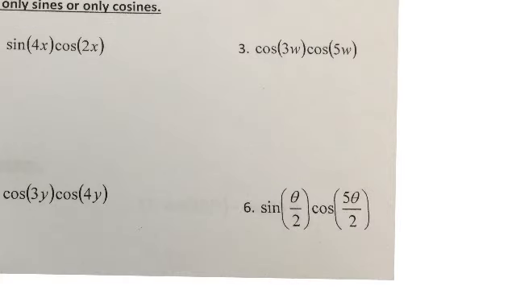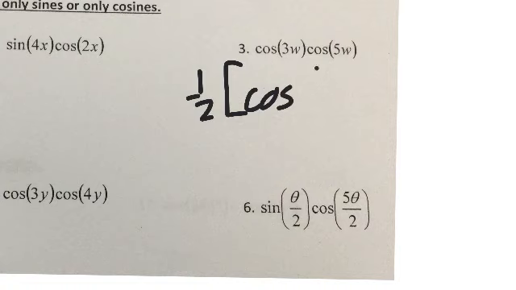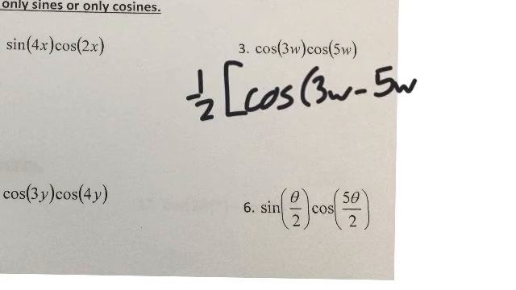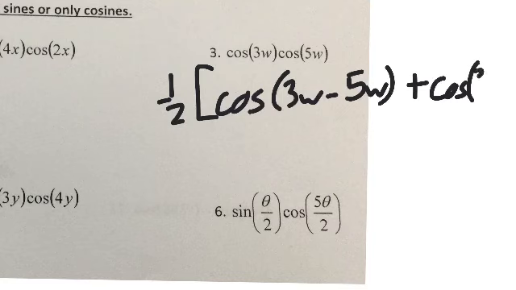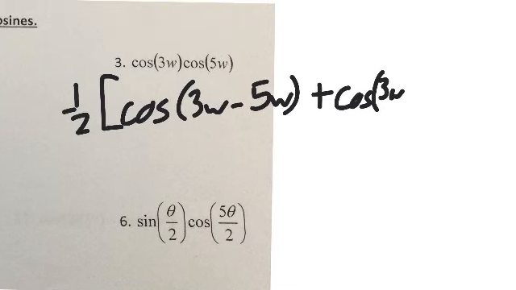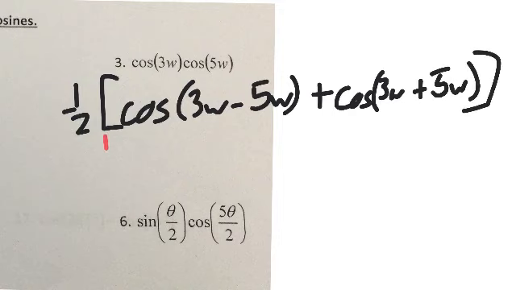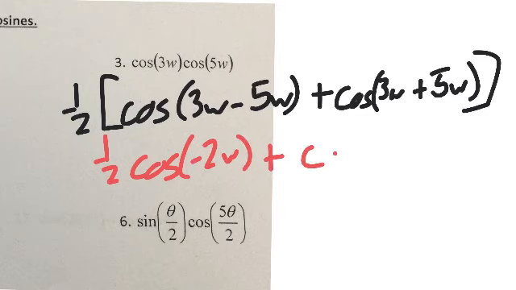If I look at 3, it is cosine cosine, so that is my second identity. So that's going to be 1/2 times cosine of x, which is 3w, minus y, which is 5w. Now here's going to have something we can do a little simplification on. And this is going to be plus cosine of x, which is 3w, plus y, which is 5w. So when I simplify that, that's 1/2 cosine of negative 2w plus cosine of 8w.